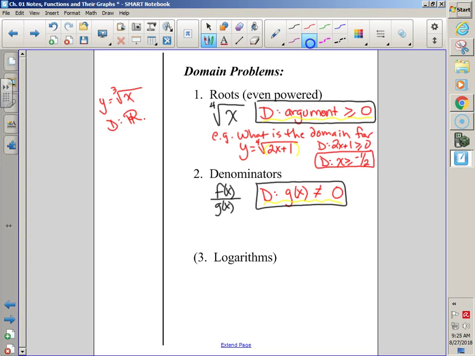So if I were to give you the example, find the domain for y is equal to 2x over, it won't be that mean, let's just do 3 minus 2x squared.